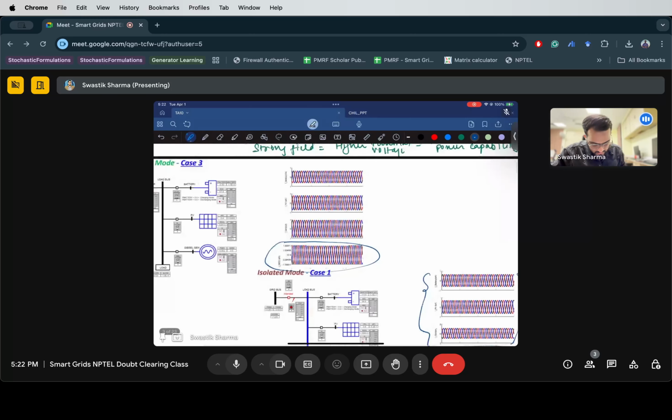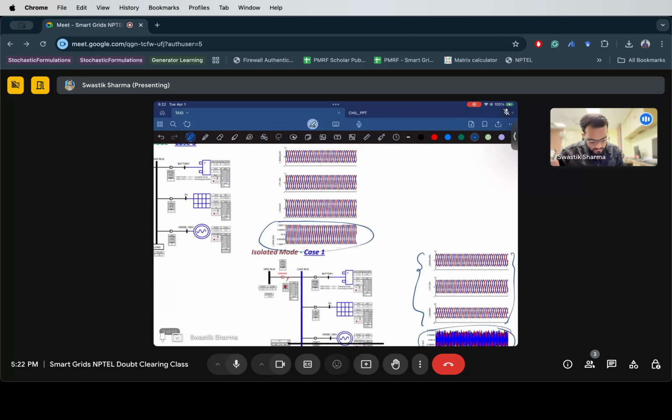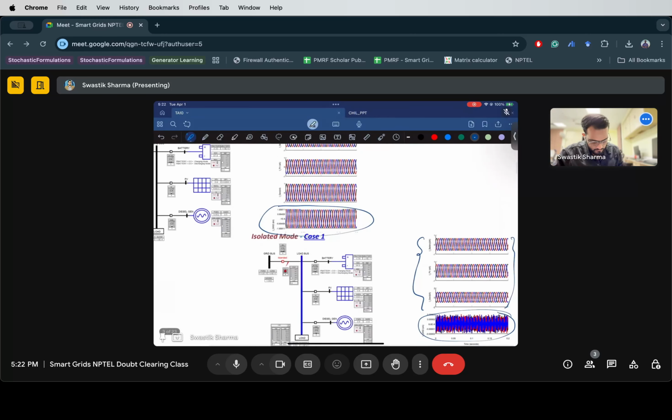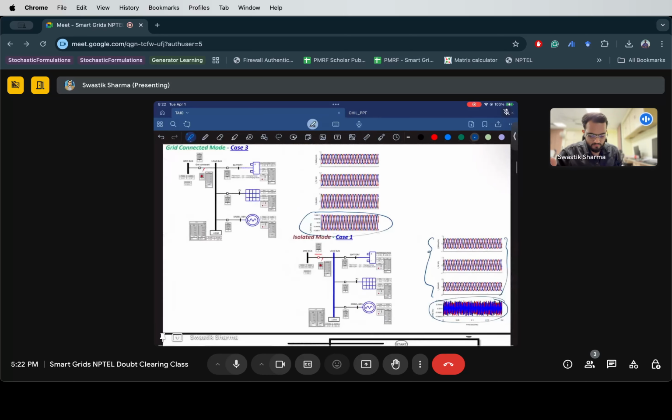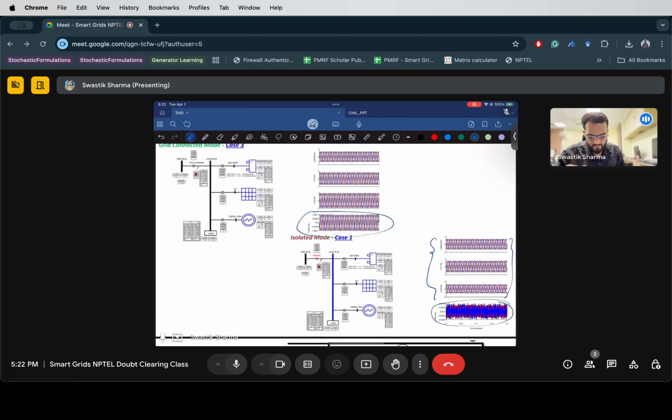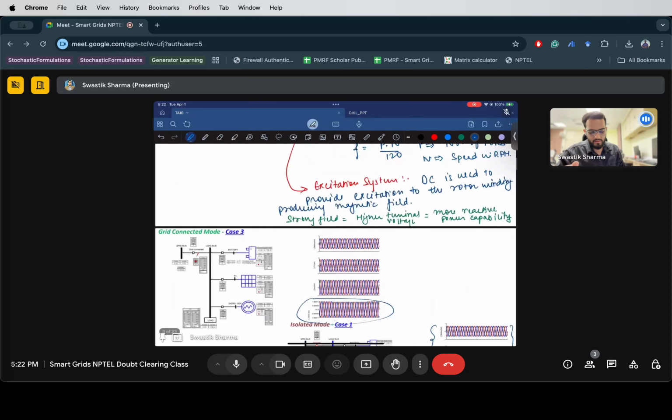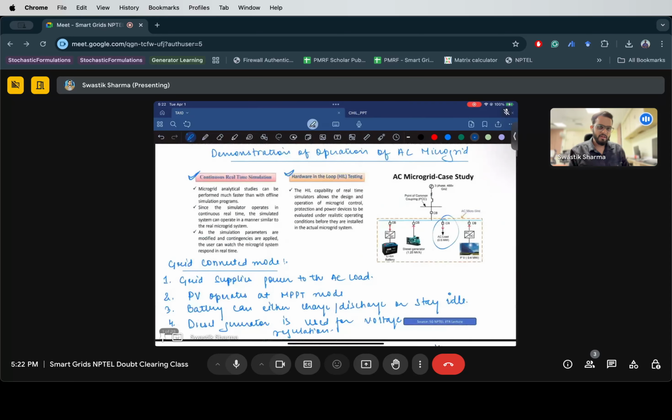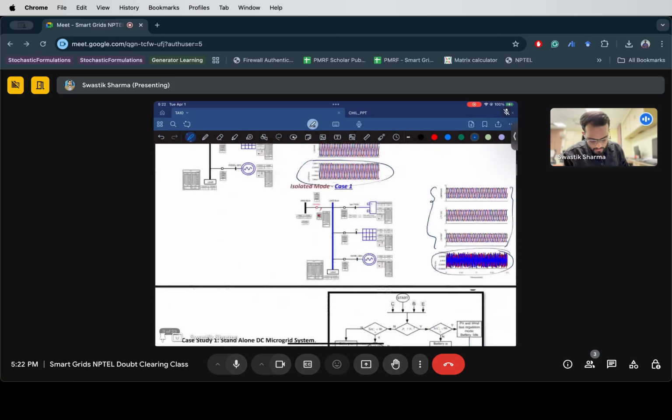Right, and as you can see, there is the difference between how much power we are getting from the grid, and how much power each generator, the battery, or the PV is providing to the system. So that is how the instructor dealt with the case study of the simulation of the AC microgrid.